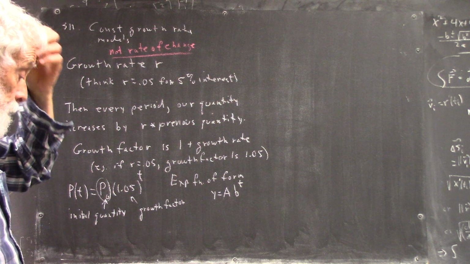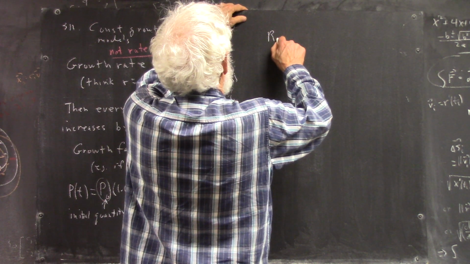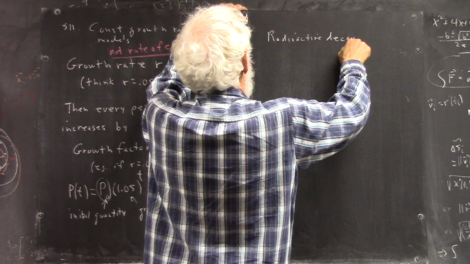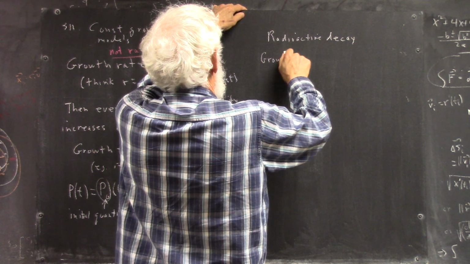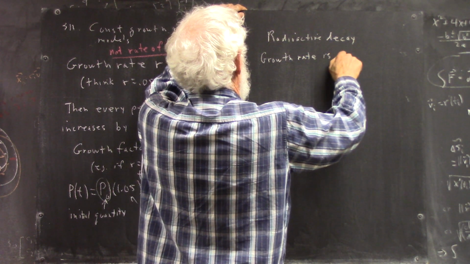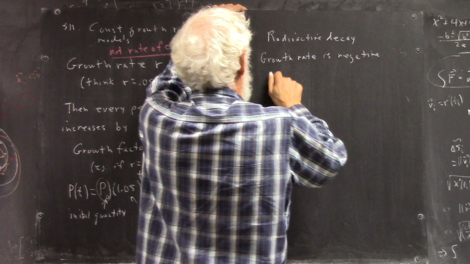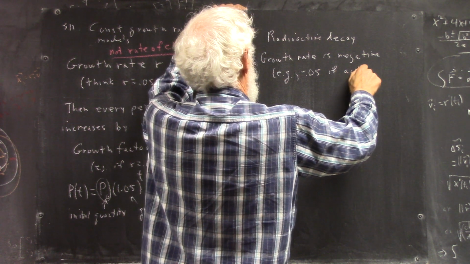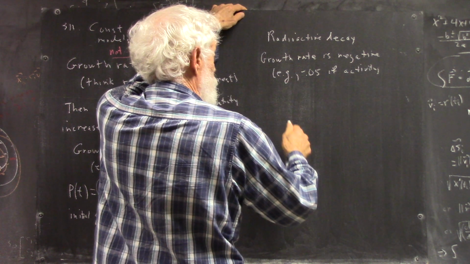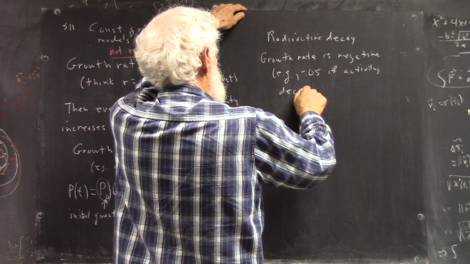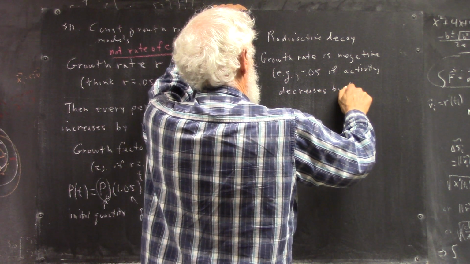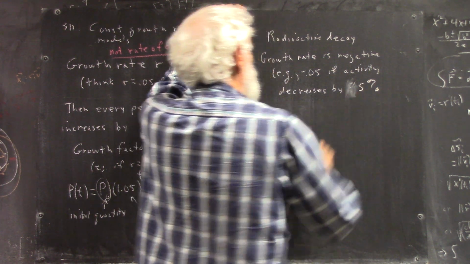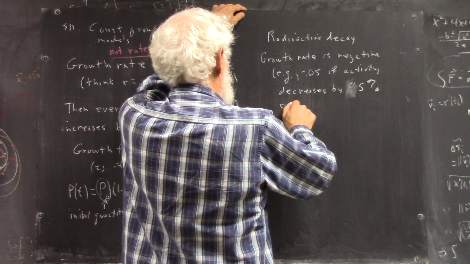If it's radioactive decay, your growth rate is negative, and that would be like negative 0.05 if the activity decreases by 5% every period.